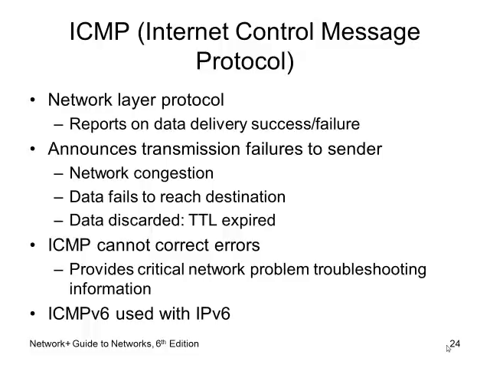All right. Okay, works for network congestion, fails at destination. TTL expired is how traceroute works. Okay. Cannot correct errors. It really just tells you about them. Doesn't fix anything. Okay. Tells you what's wrong so you can fix it. Okay. All right. There's ICMPv6 for IPv6.